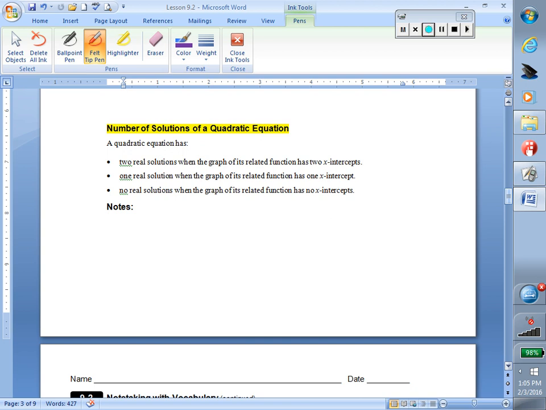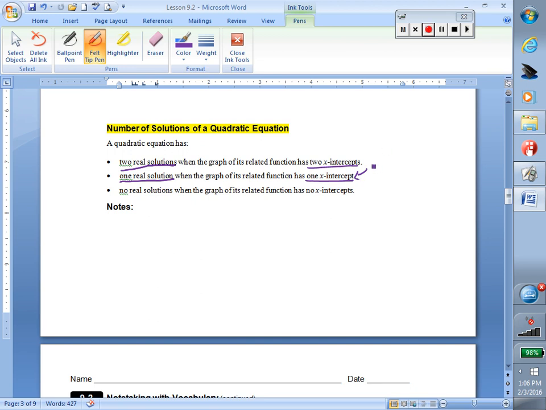Most of the stuff we graphed in chapter 8 fit with our first property there, and it says we have two real solutions when the graph has two x-intercepts. And that's mostly what we saw in chapter 8. So we could have two real solutions. That's when we have two x-intercepts. So two solutions, two x-intercepts. One solution, we have one x-intercept. If you have one x-intercept, we saw that a little bit in chapter 8, but not much.